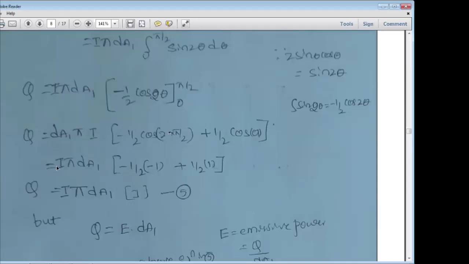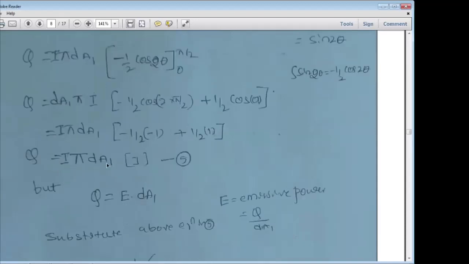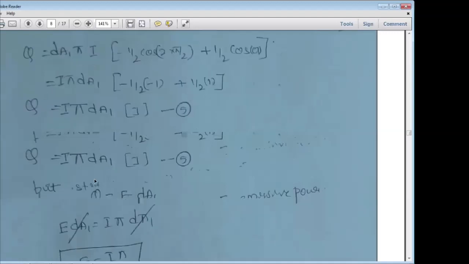Q is equal to I into pi into dA1 into cos... Here, this is equation number 5. Then Q is also equal to E into dA1. Understand? E is called the emissive power.